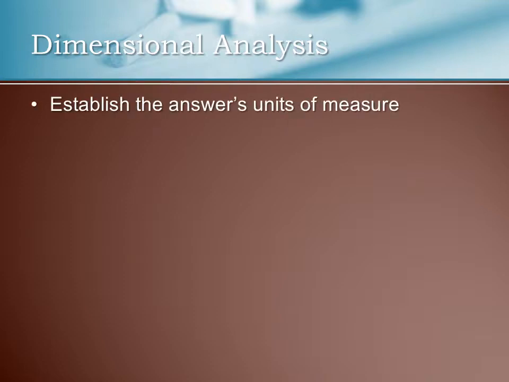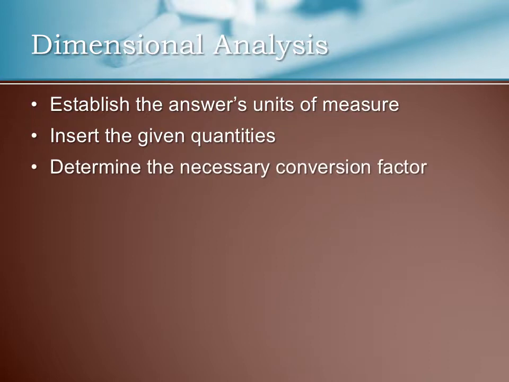To explain dimensional analysis, step 1, you want to establish the answer's unit of measure, and you can do this by asking what must be determined or how should the final answer be expressed. Then step 2, insert the given quantities. These are the amount of material or physical property specified in the problem. Step 3, determine the necessary conversion factor. This is a common equivalent needed to convert between systems of measurement. Step 4, calculate the answer and examine the equation.